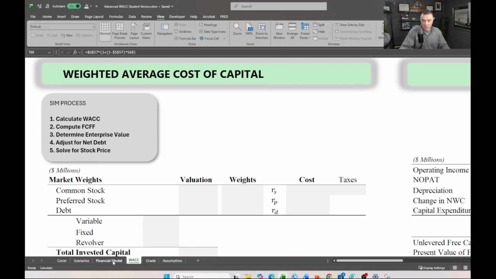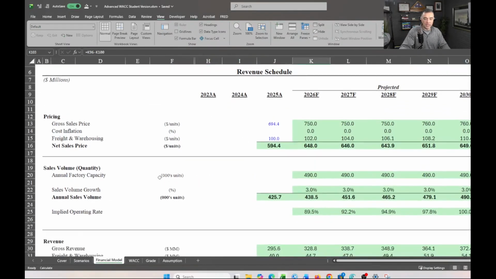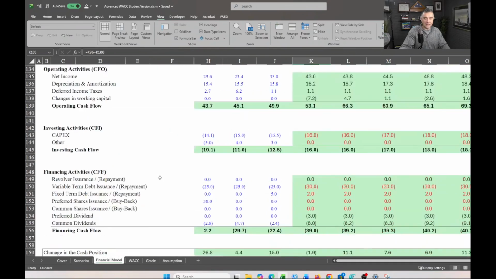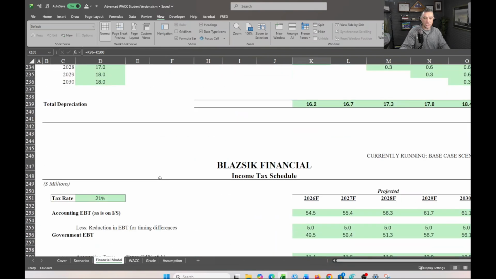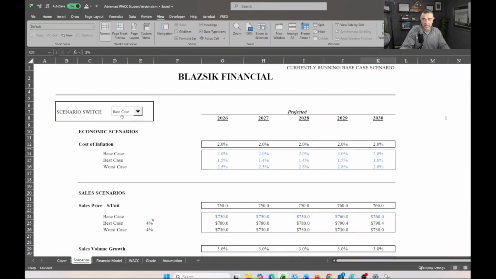So I want to walk you through the model before we get started. We have a fully completed three-statement model. This is the revenue schedule, cost schedule. We got the income statement, cash flow, balance sheet, depreciation, income tax, working capital, debt, and equity. We have a full scenario page. We have base, best, and worst case scenario. And then we have our assumptions.